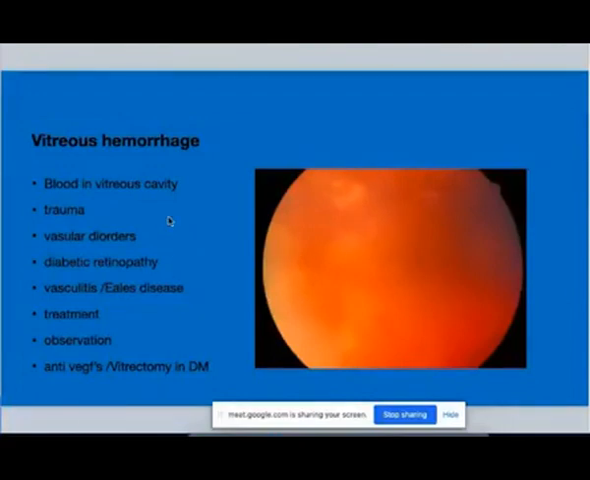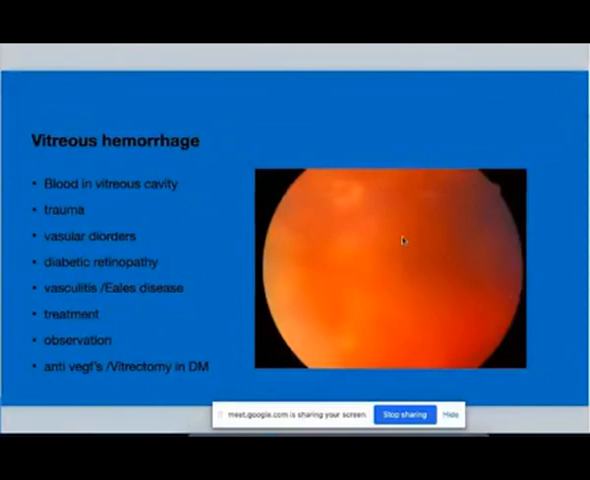Common causes, like I told you, are trauma. You may have vascular disorders. The most common we see is with diabetic retinopathy. Then we have vasculitis and a disease called Eales disease. So what do we do for the treatment?